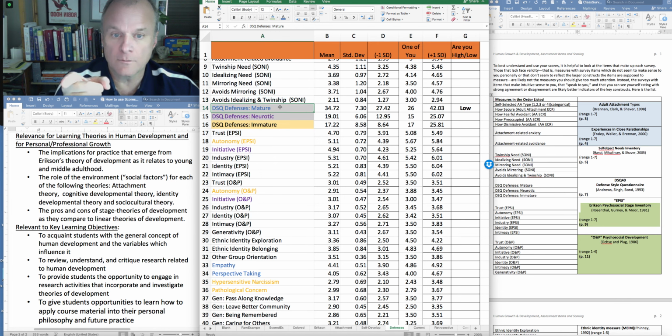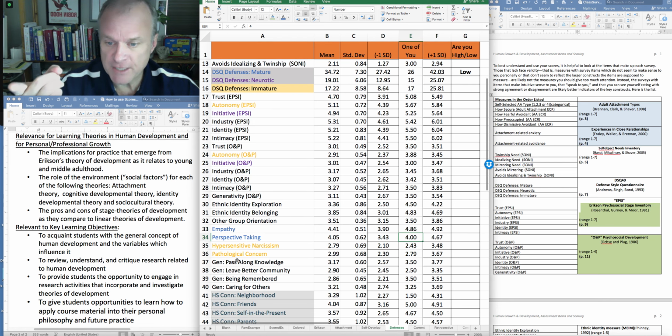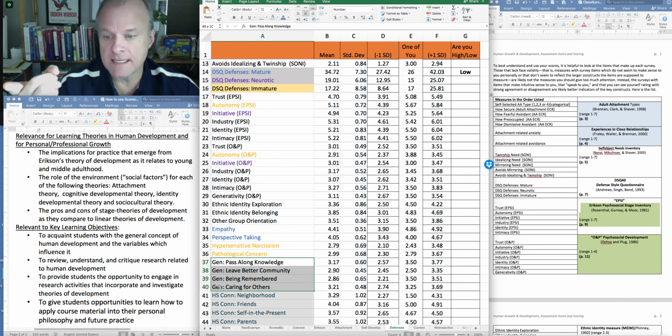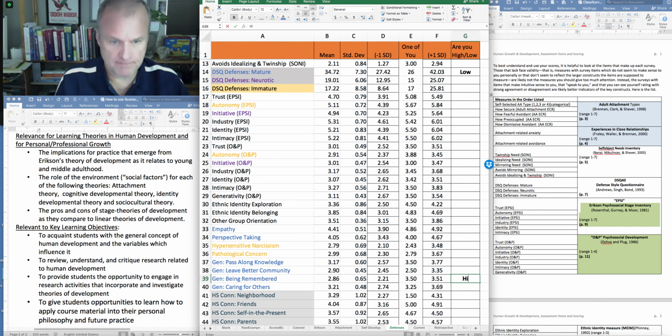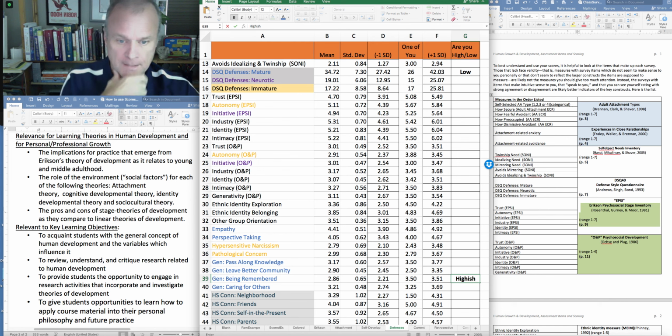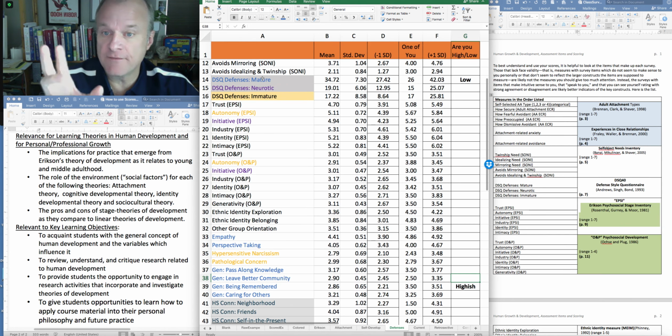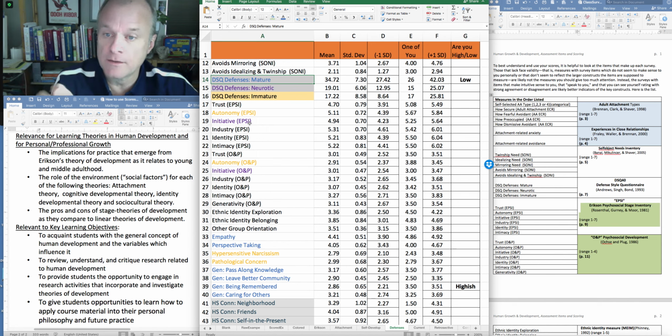So, slightly low mature defenses, and here we have fairly high empathy and average perspective taking. Generativity also is an expression of mature defenses, of giving to others. So we would expect higher scores here, and that's highish, right? Otherwise, those are fairly average. It's a little lowish, but I won't put lowish. Okay, so that gets on to our defenses and how they relate to developmental stages.